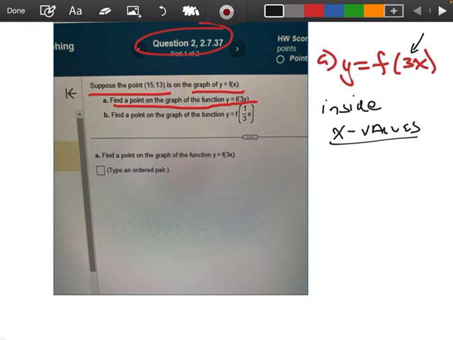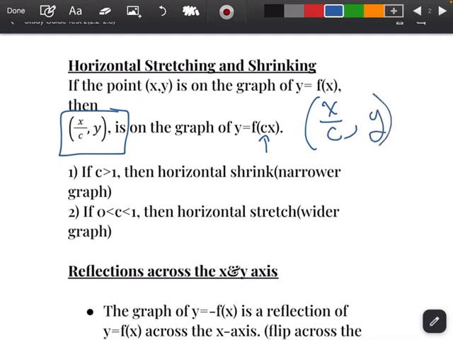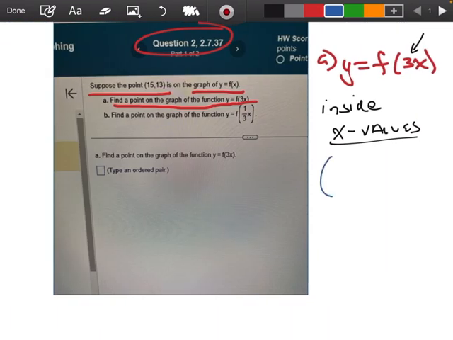So y'all, all I did is I went to my study guide, right? And right here, look what it says. If we're changing the x values because it's on the inside, then the way we're going to find our new point is we're going to take the number x, we're going to divide it by c, and the y number is going to stay the same. Okay, so look, y'all, I'm going to just copy this right back over here. I'm going to say x divided by c and my number y.